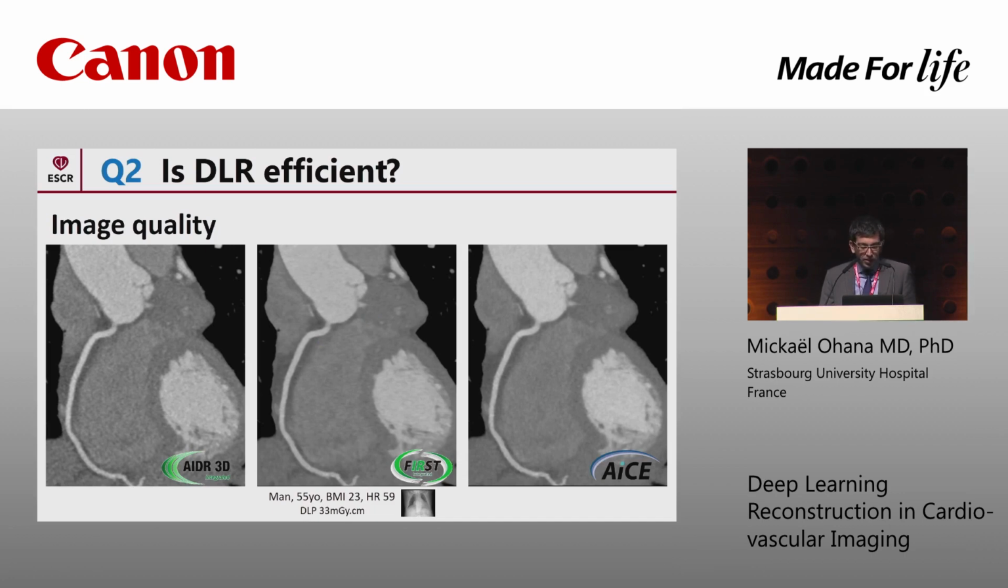When we compare the image quality on this curved MPR, this looks probably the best, the MBIR, with the lowest noise, and the DLR approaches the MBIR with an image quality that is less noisy than the iterative reconstruction. But this is on curved MPR.